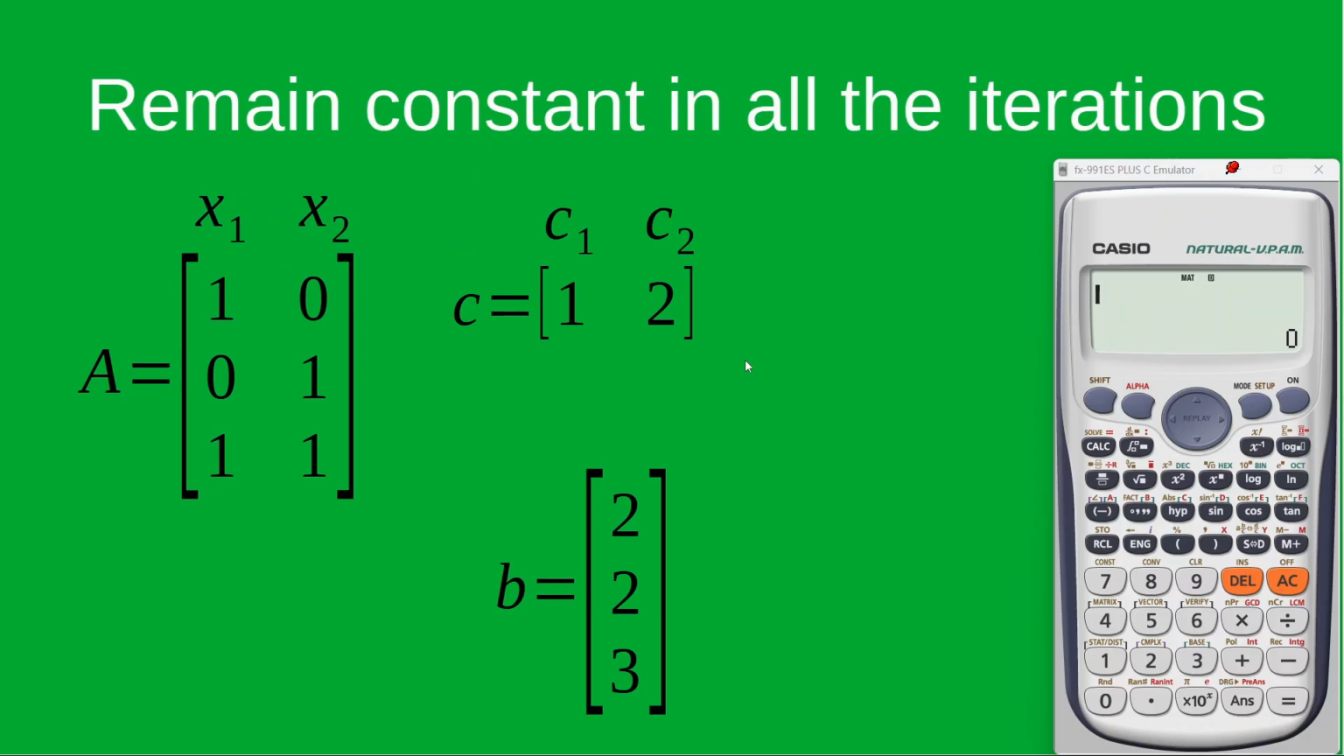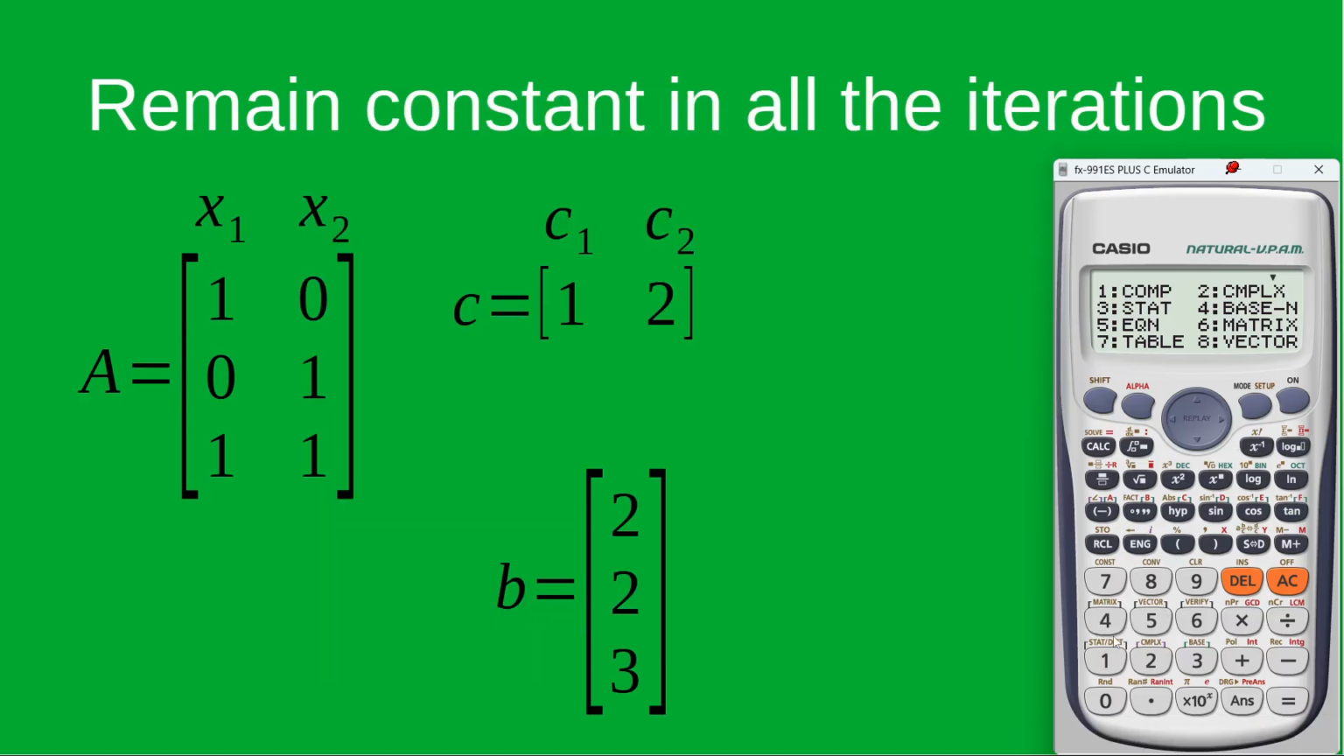Now let's enter matrix A and C and B. Of course, in this we will only enter A and B in the calculator. The matrix C is nothing but the coefficient of x1 and x2. Now the good thing here is that the matrix A, C and B will remain constant throughout the calculations. We will only have to update matrix B and matrix C. So let's enter it. Now the matrix A, we should enter it.